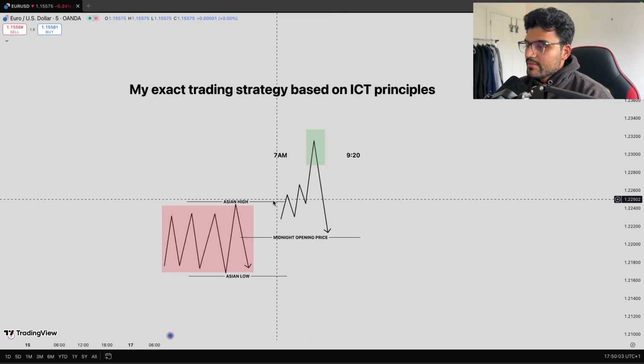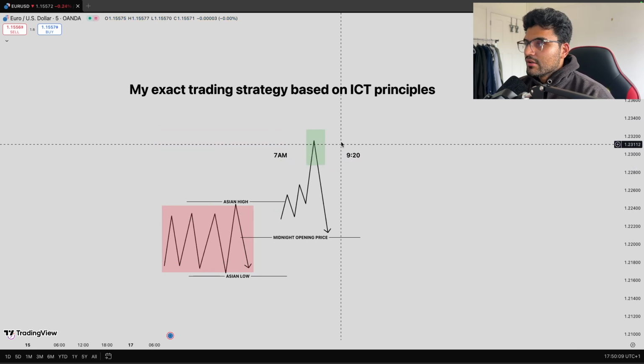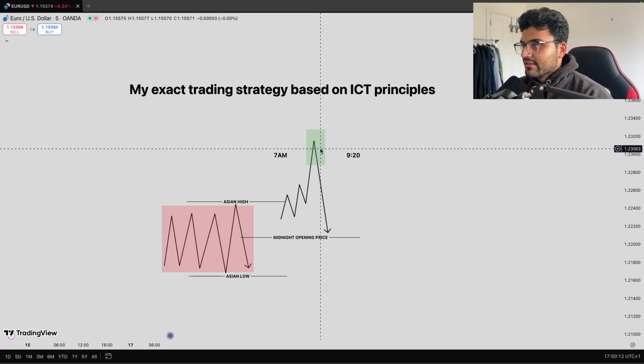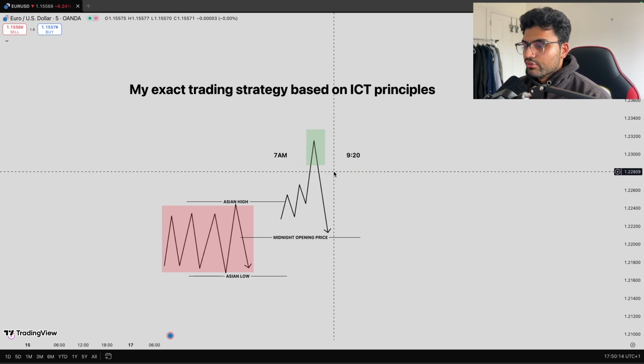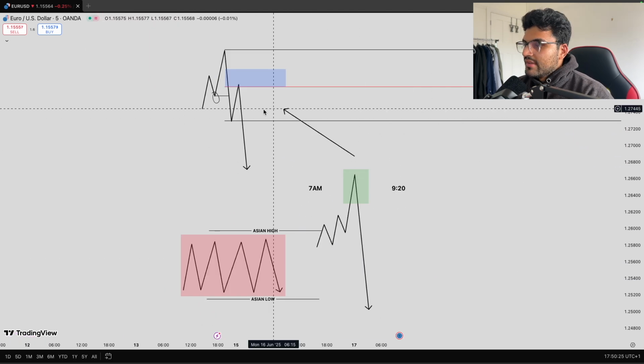We look for an Asian sweep of the high or low between 7 a.m. and 10 or 7 a.m. and 9:20. Then around here, we're looking for our entry model, which we enter off, and then we target a simple 1 to 2 risk to reward. So now this is the exact strategy. Let's get onto the actual entry model. This is the exact entry model.